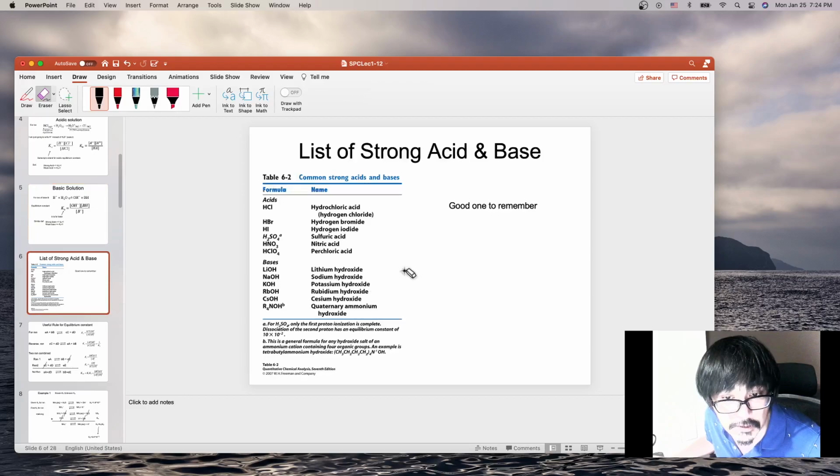This is also the case for general chemistry, that you guys need to remember these things right here. The list of the strong acids and strong bases. Alright, then the next one.